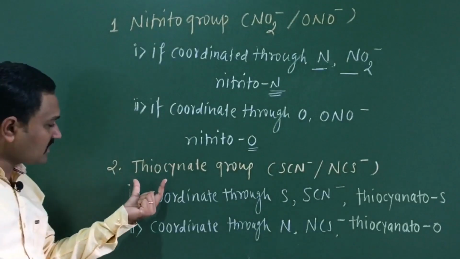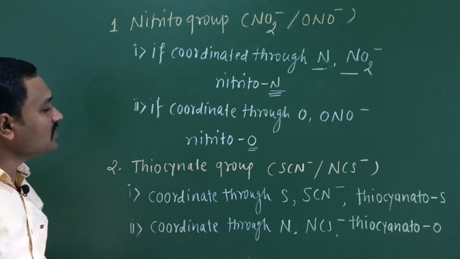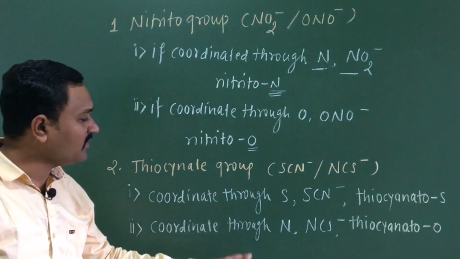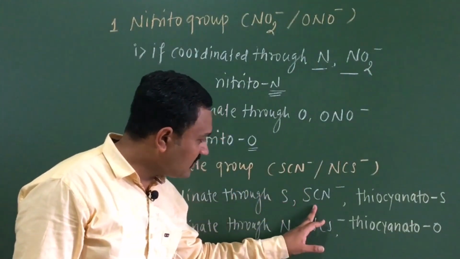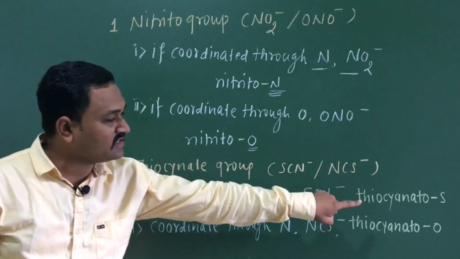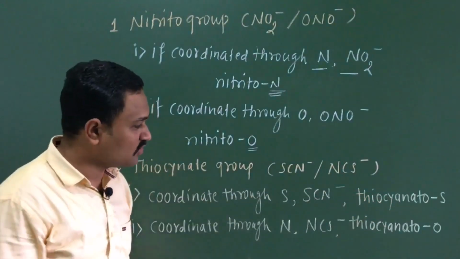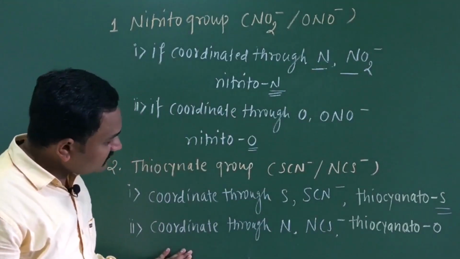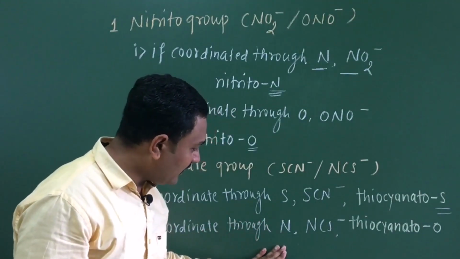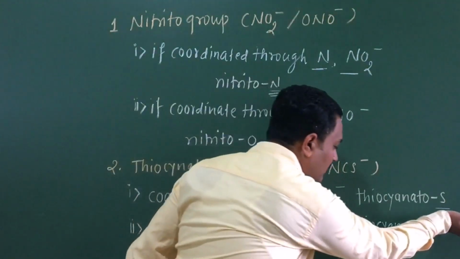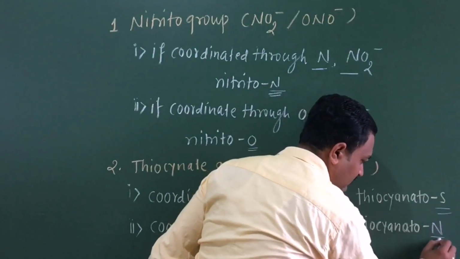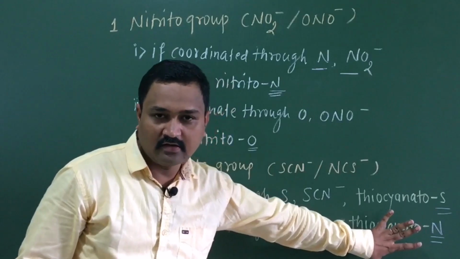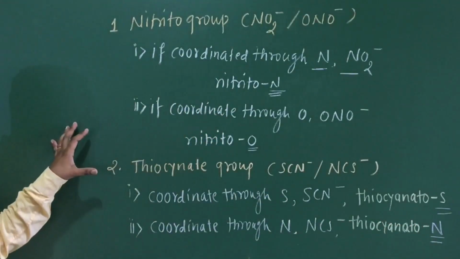Now let us consider the second, the thiocyanate group. It can be coordinated through the sulfur or the nitrogen atom. If it is coordinated through the sulfur atom, then its name is written as thiocyanato-S, so we put the symbol of sulfur here. And if it coordinates through the nitrogen atom, then the symbol of nitrogen is written here. That's it, that is thiocyanato-N. So this is your rule number 9.